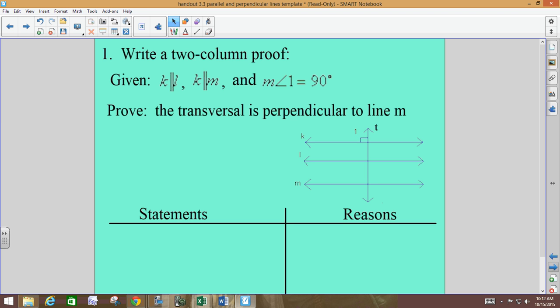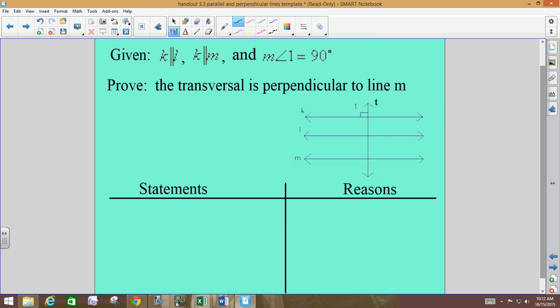First proof. Given K is parallel to L, K is parallel to M, and the measure of angle 1 equals 90, we're going to try and prove that the transversal is perpendicular to line M. So first step, we're going to copy down our given.